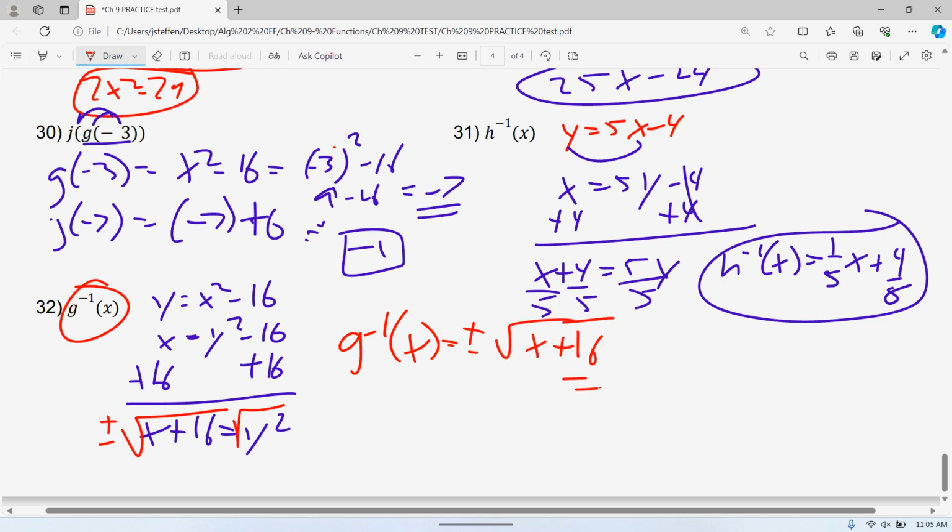Make sure you don't reduce that 16 part. I know the square root of 16 is 4, but that does not mean you can do that. That is not a property that actually works.